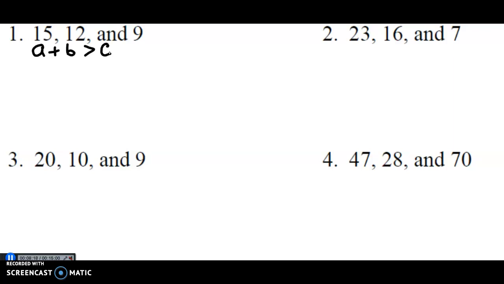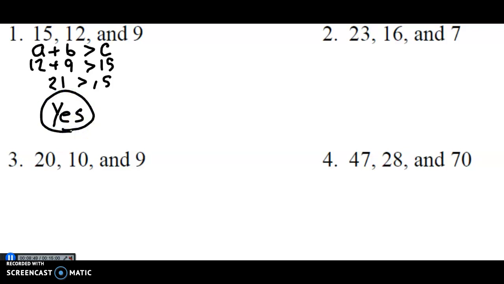So 15 is my largest, so I'm going to replace C with 15. And I'm going to put 12 and 9 for A and B. Now, it doesn't matter what order you put them in, again, because of the commutative property, because it's an addition problem. But the longest side, you want it to be C. So then you add those two on the left together. 12 plus 9 is 21. And 21 is indeed greater than 15. So because that is true, yes, this can be made into a triangle.